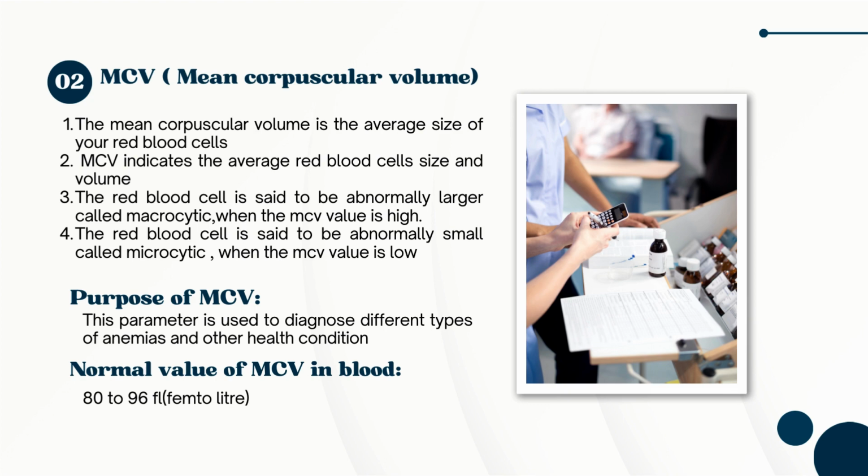MCV, mean corpuscular volume. The mean corpuscular volume is the average size of your red blood cells. MCV indicates the average red blood cell's size and volume. The red blood cell is said to be abnormally larger, called macrocytic, when the MCV value is high. The red blood cell is said to be abnormally small, called microcytic, when the MCV value is low.